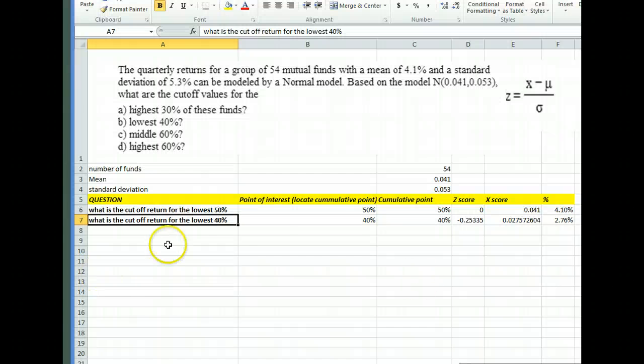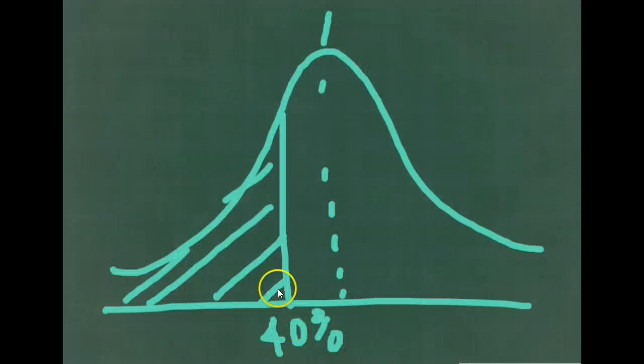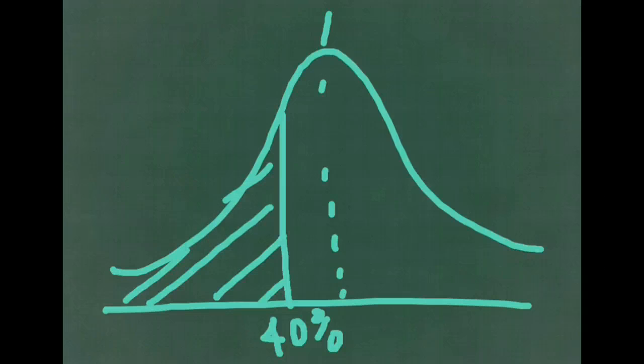Now, in order to calculate that, the cumulative point of interest is 40%. We're going to use the norm inverse function, where if you input the percentage, it returns a z-score for that cutoff point. So what this formula is giving you is the z-score for this value. So our z-score of minus 0.253 would correspond to this point here.